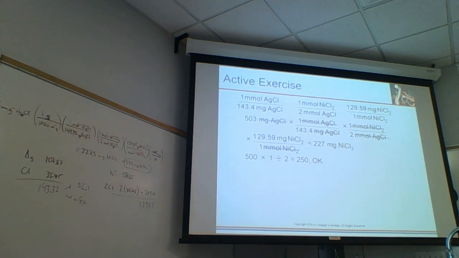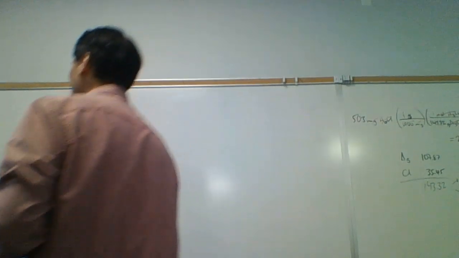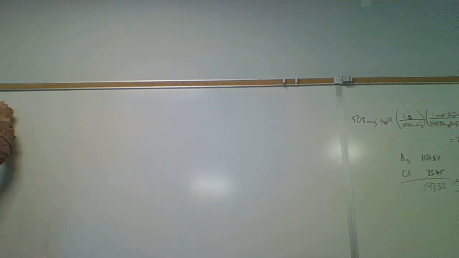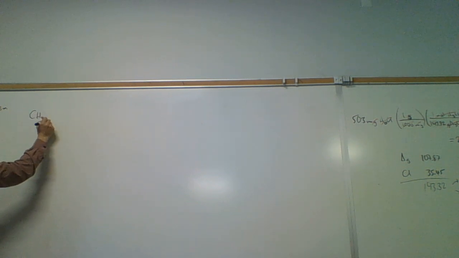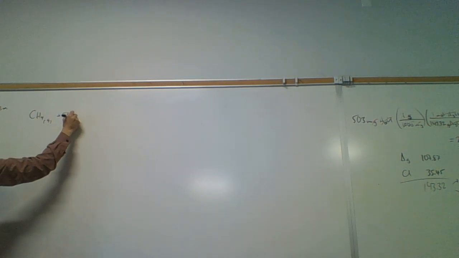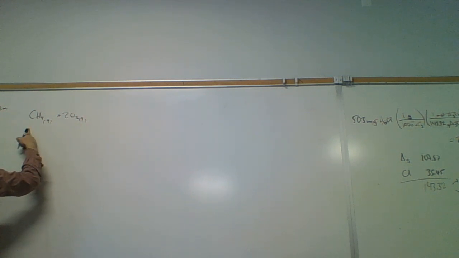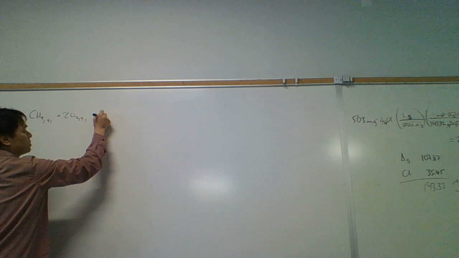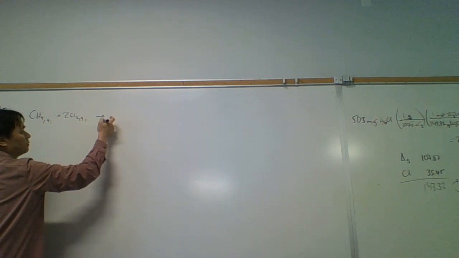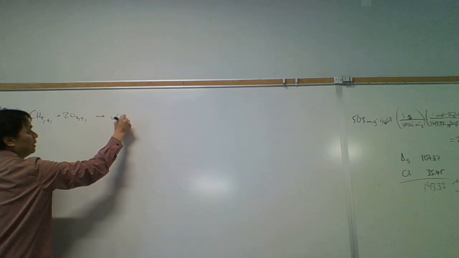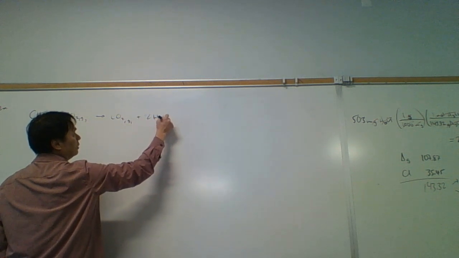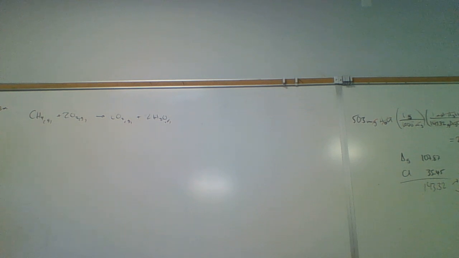Do another stoichiometry problem. We'll do another standard stoichiometry problem before going on. So if we have methane gas, each mole of methane requires 2 moles of O2, and that's going to produce CO2 and water. So first off, we need the balanced chemical equation. This would be the balanced chemical equation for this.